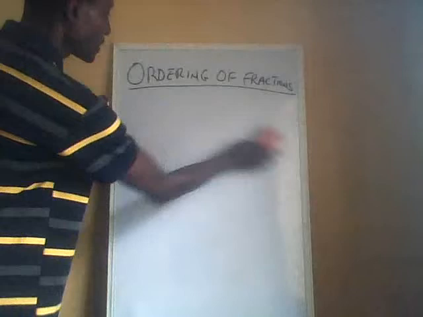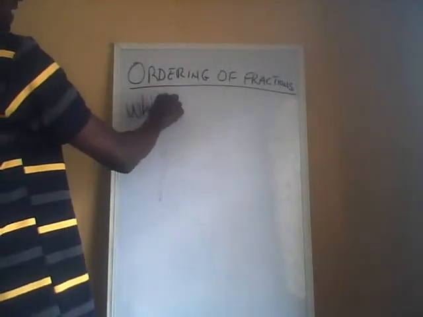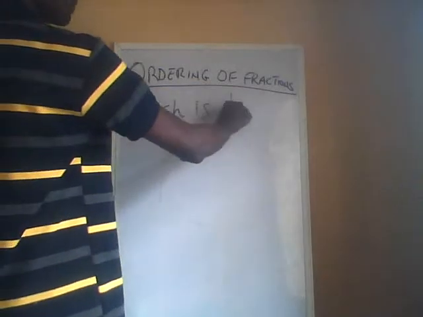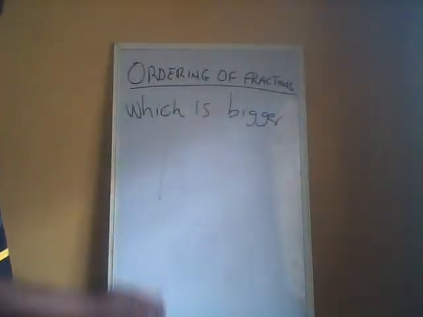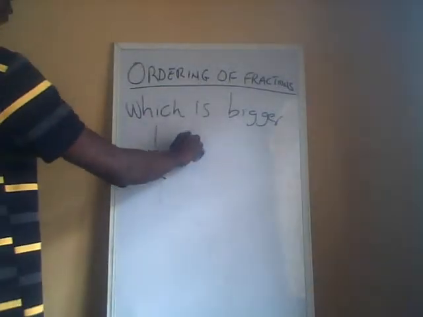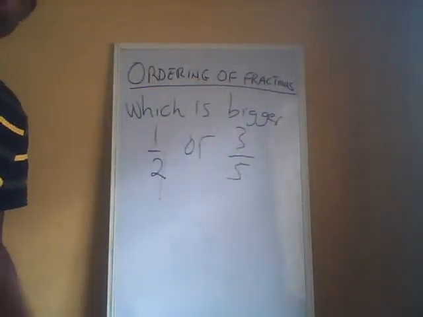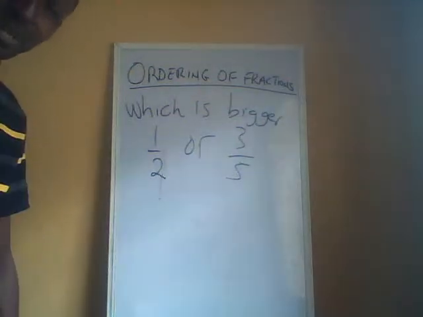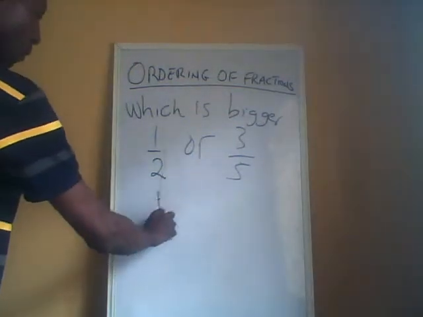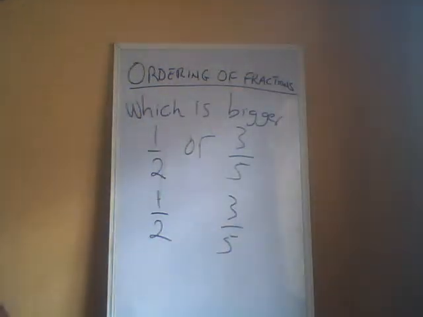Now, there's a question here that says, which is bigger? Is it 1 over 2 or 3 over 5? Somebody might want to guess, oh, I think 3 over 5 is bigger. We cannot tell. But what do we do? I will just give you a trick. I give the children this trick. Now this is 1 over 2, and I have 3 over 5. What do you do? Use this denominator.